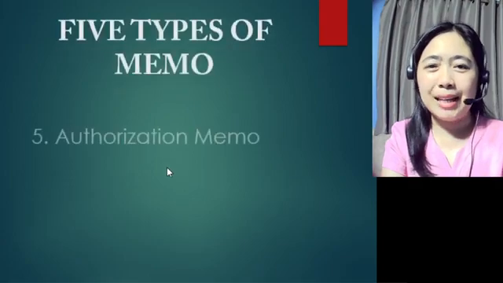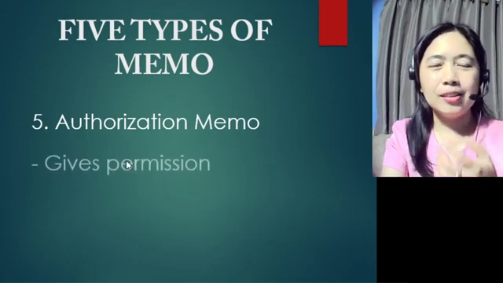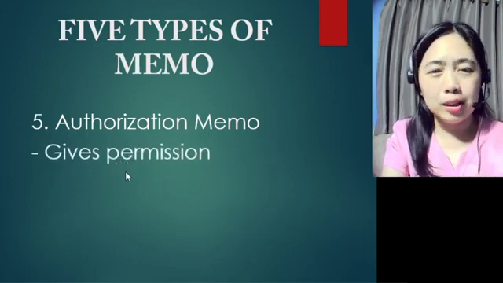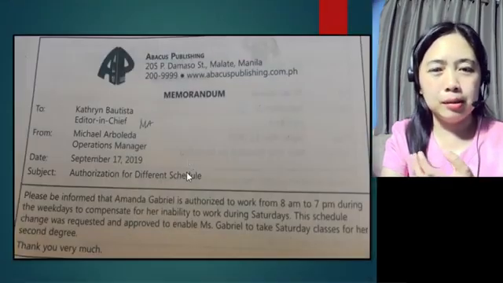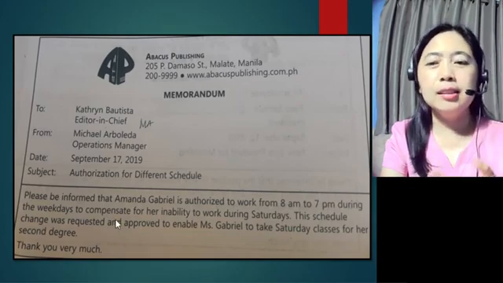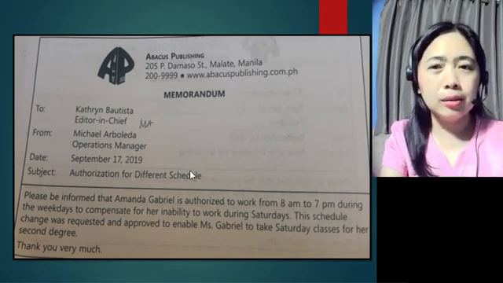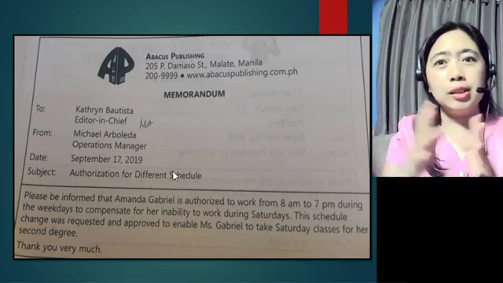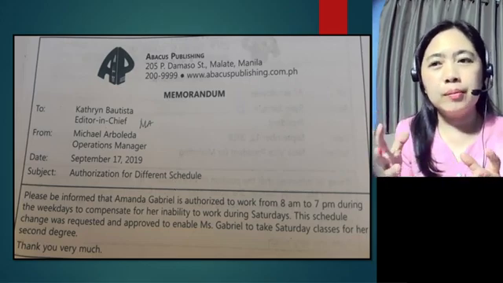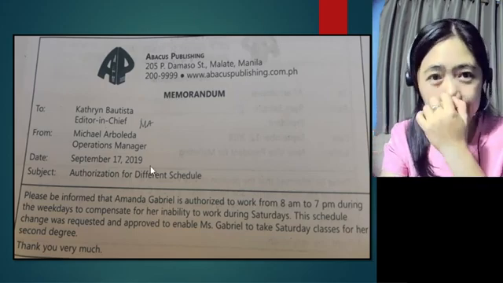And we have the last memo, the authorization memo. As the name suggests, an authorization memo gives authority or gives permission. It states that a certain employee is allowed or authorized to do such a request. Maybe the person is requesting a certain schedule, then she was permitted, and it already became the authorization memo. So here, let's try this one.